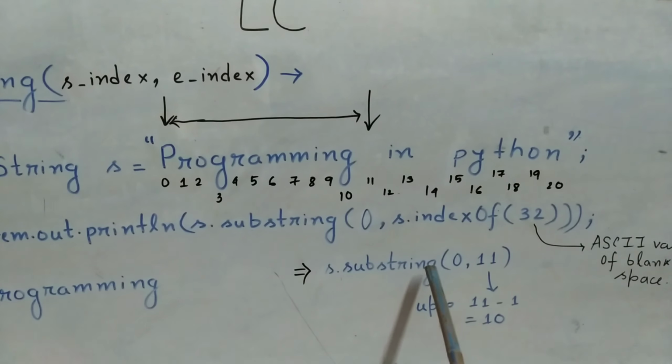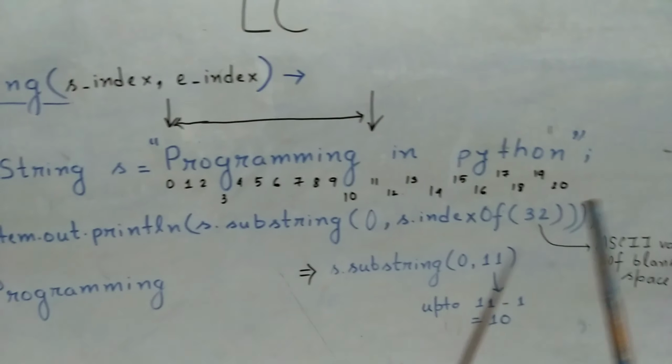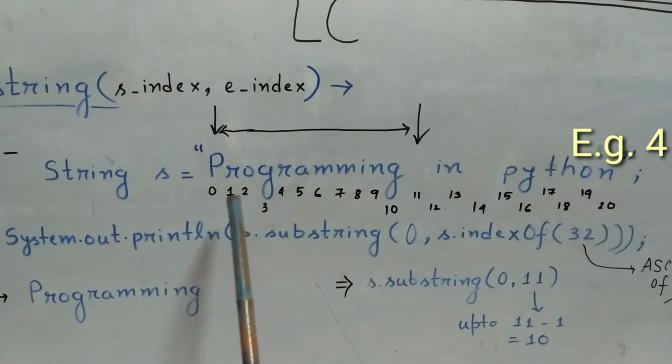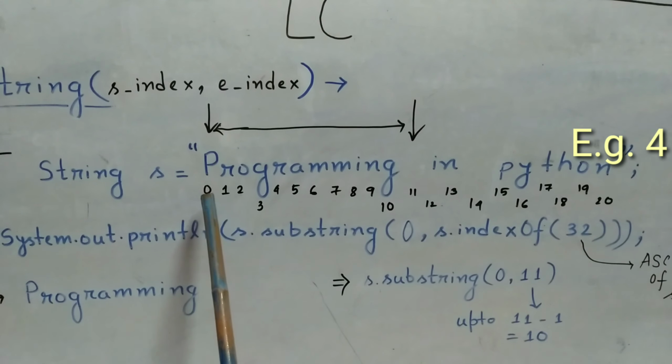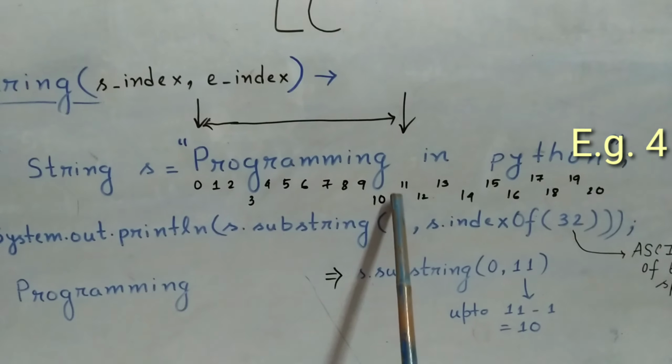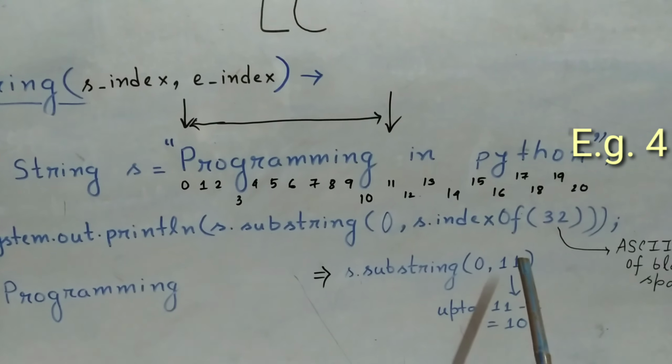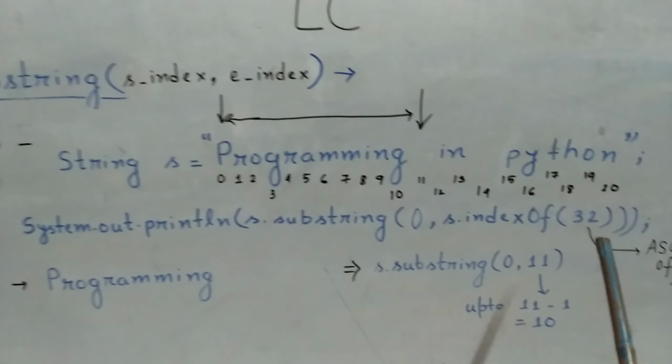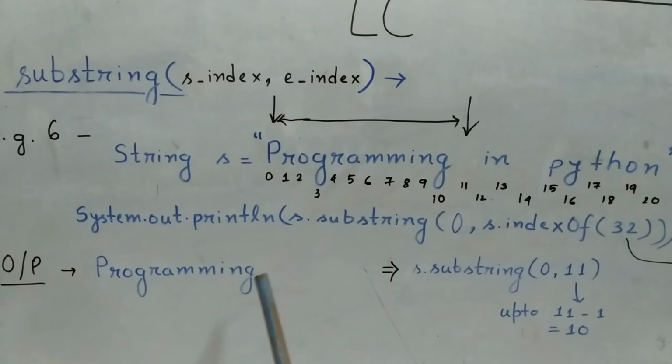Now S dot substring(0,11). The substring would be extracted from the index position 0 and up to the index position 10 since the last index is always excluded. The output is programming.